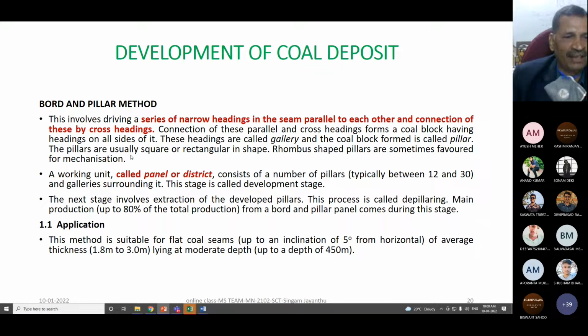Okay. Now, the pillars are usually square or rectangular in shape. And of course, we also have rhombus-shaped pillars, to favor mechanization. Now, here I can give you so many examples.